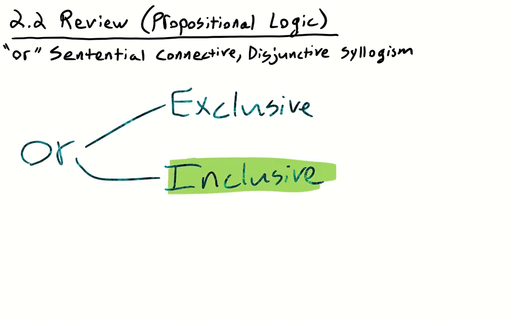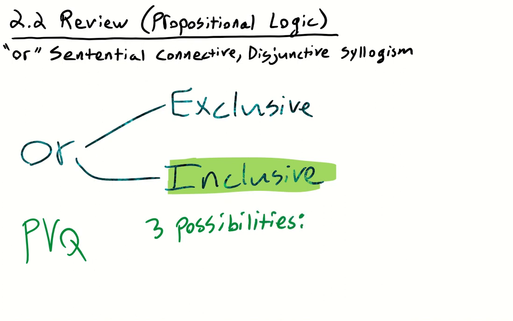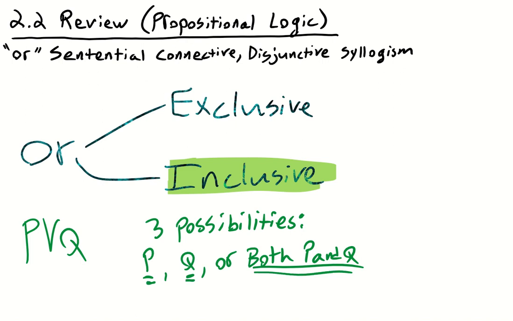Always, always, always. In other words, if you have the molecular sentence P or Q, the disjunction, there are really three possibilities. Namely, that P is the case, that Q is the case, or both P and Q are the case. So 1, 2, 3. Three possibilities. So when we're interpreting this sentence, P or Q, always keep in mind there are three possibilities.